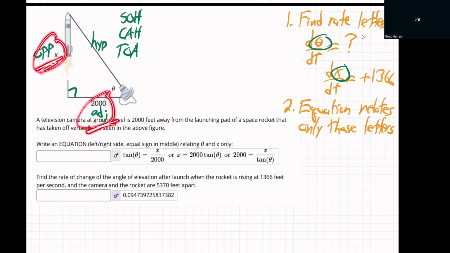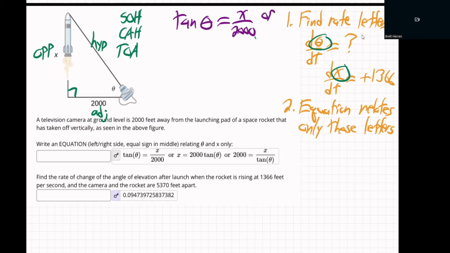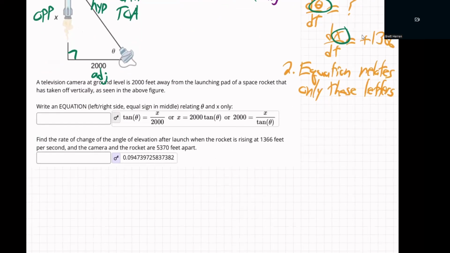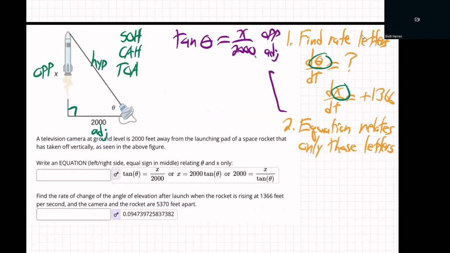Which trig function uses opposite and adjacent? Tangent. Tangent is opposite and adjacent. So that's our baby. So tangent of theta is x over 2000. That's opposite over adjacent, opposite x, adjacent 2000. That's how they got this. Okay, and now that's step two, write an equation.